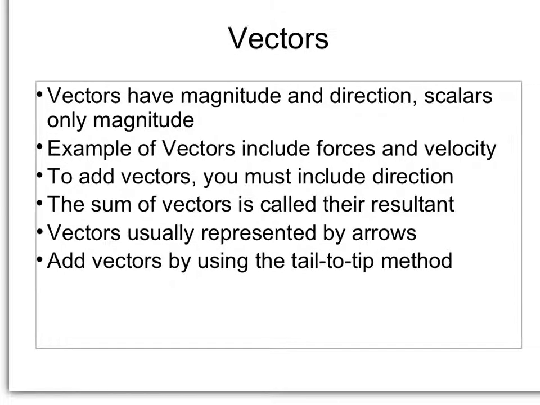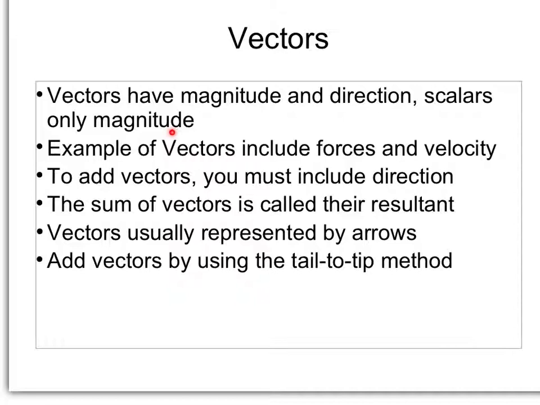In this section, we're going to talk about a topic very important in physics. It's called vectors. Now, vectors have both magnitude, which means the amount, and the direction. Scalars, on the other hand, have only magnitude.